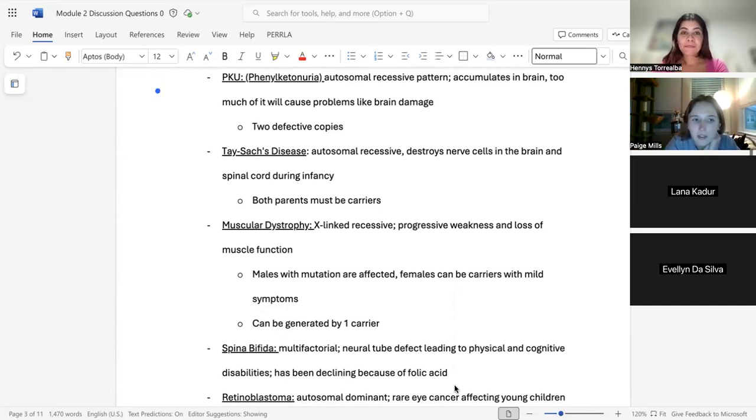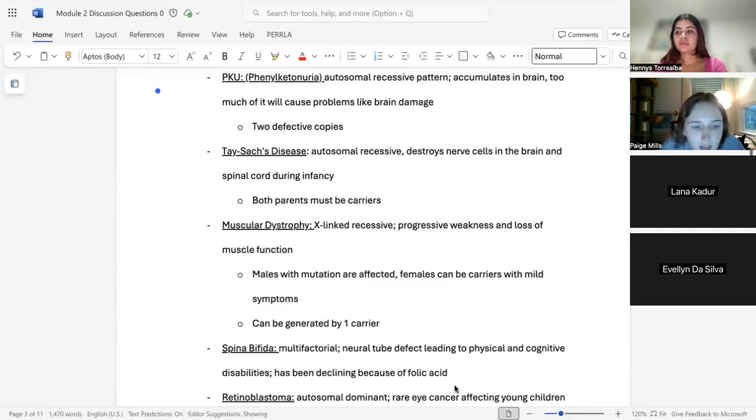PKU, this is found in Diet Coke and Splenda and stuff. It's an autosomal recessive pattern, and when too much of it accumulates in your brain, it causes problems like brain damage. It's usually pretty severe, and it requires two defective copies to show.